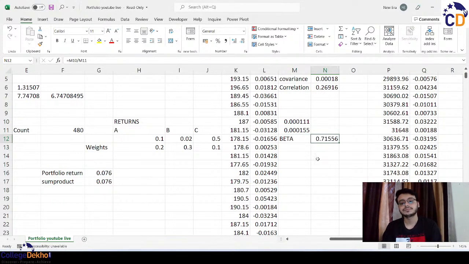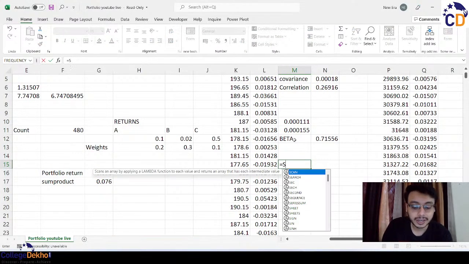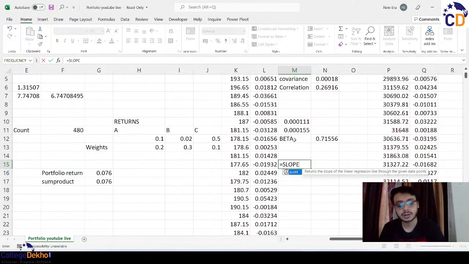Okay. Ab, a shorter version is there. Instead of calculating covariance first, then calculating the variance of the market, a shorter way. You have an inbuilt function on Excel of slope.